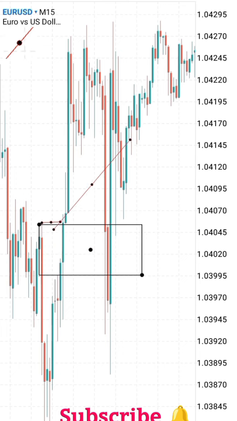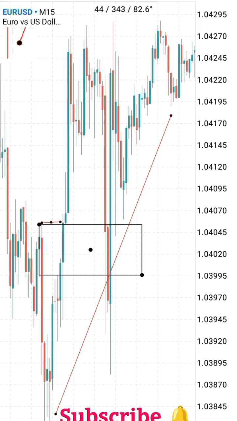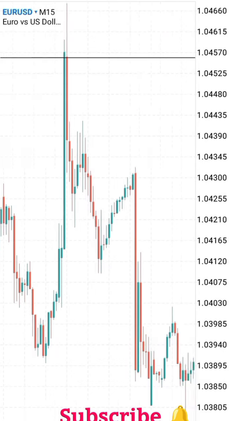So each time price returns back to this level, this is the point where you enter. Then remember your stop loss is to be around this lower low here. Then you can target up.